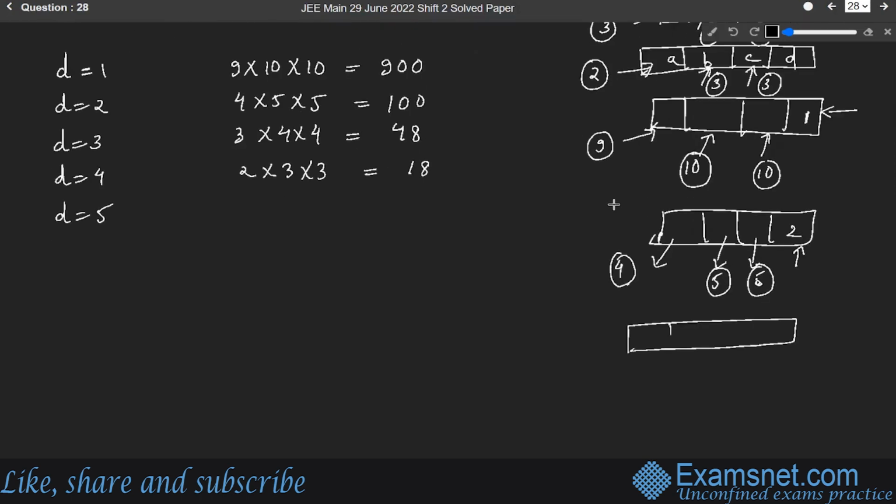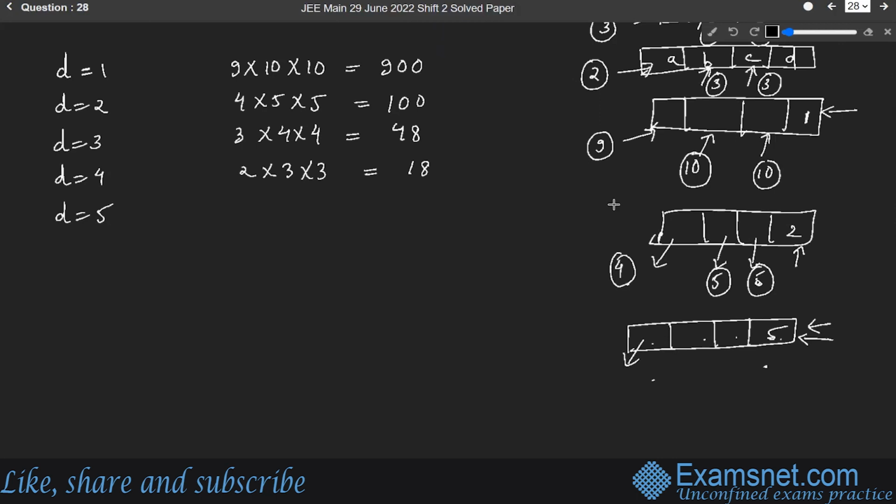We have a 4-digit number, right? If we put D is equal to 5, then A, B and C should also be divisible by 5. But from 1 to 10, there is only a single number which is divisible by 5. Because from 1 to 10, one number is already taken here. So from 1 to 9, we have a single number that is 5. 5 is divisible by 5, right?